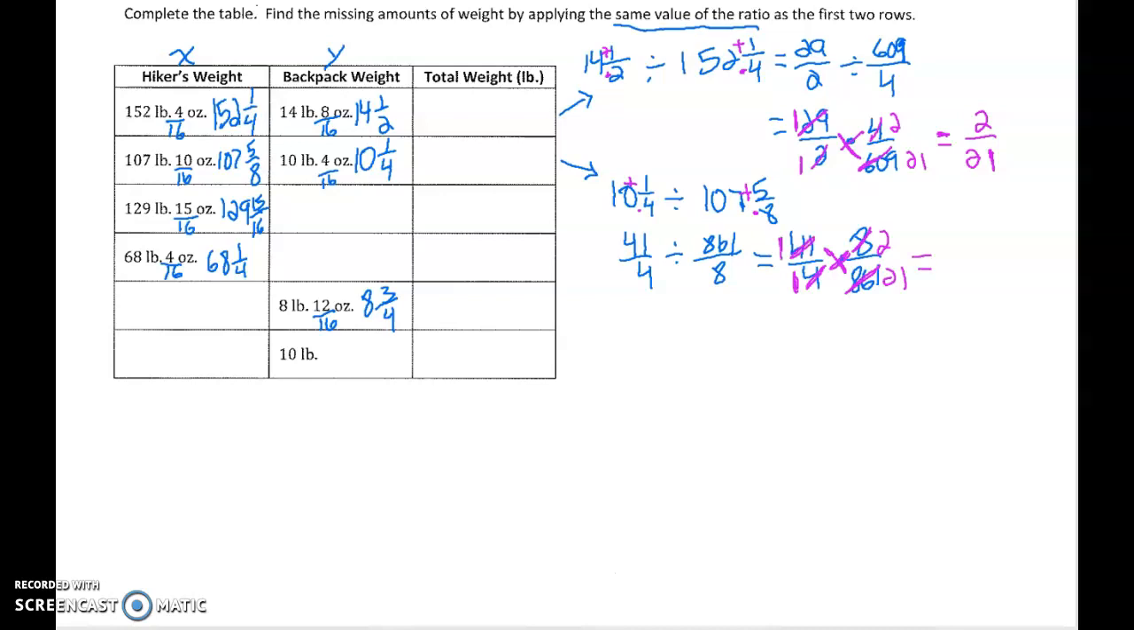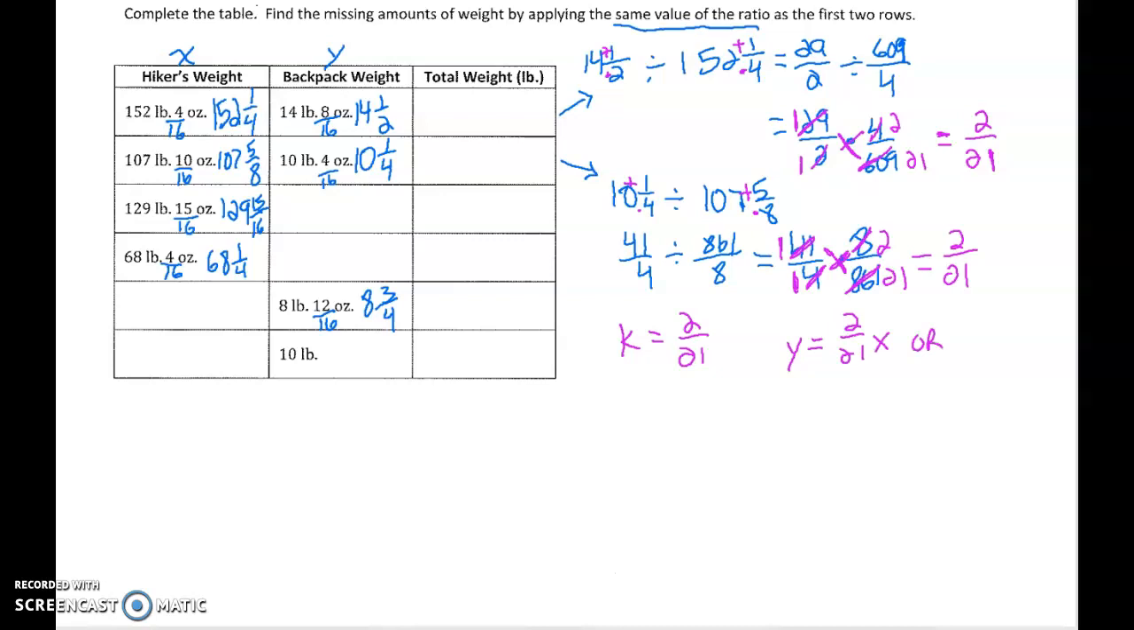Again, use a calculator, it's fine. This works out to be 2 over 21. So what does this all mean? This means that our constant k is 2 over 21. We could write an equation by saying y equals 2 over 21 times x.